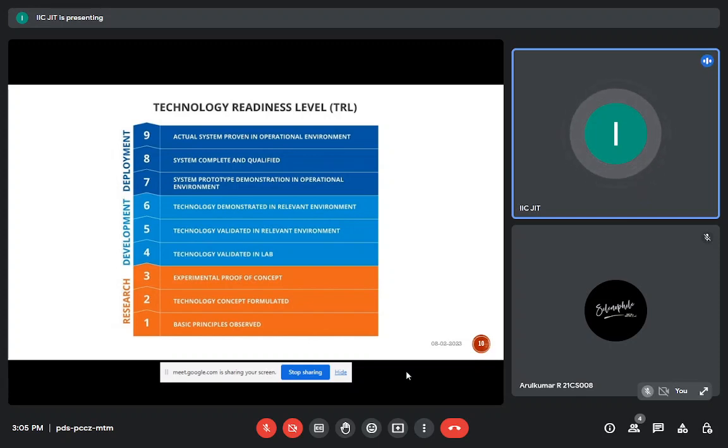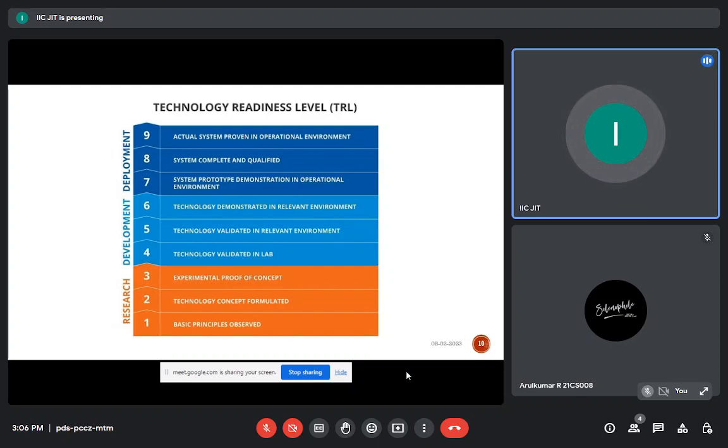Now let us see each level. What I told you is an approximation. It's not very accurate, but for practical purposes, this is correct. What happens in technology readiness level 1? You have an idea. You make it into a drawing. Idea is there. Drawing is there. That is level 1. Basic principles observed.